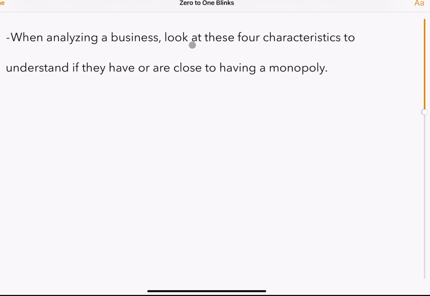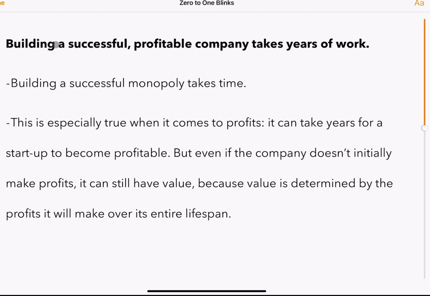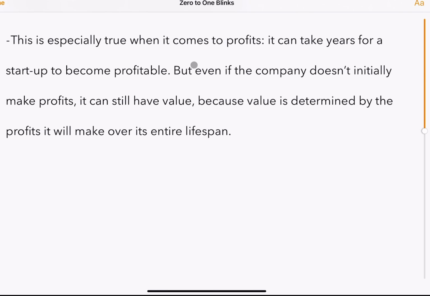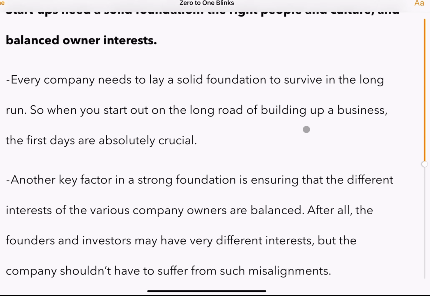When analyzing a business, look at those 4 characteristics to understand if they have or are close to having a monopoly. Moving along to the next point, building a successful, profitable company takes years of work, and it takes time, especially the monopoly part of it. This is especially true when it comes to profits. It can take years for a company, or in this case, of course, the book is about a startup, to become profitable. But even if the company doesn't initially make profits, it can still have value, because value is determined by the profits it will make over its entire lifespan. Not much to expand on there.